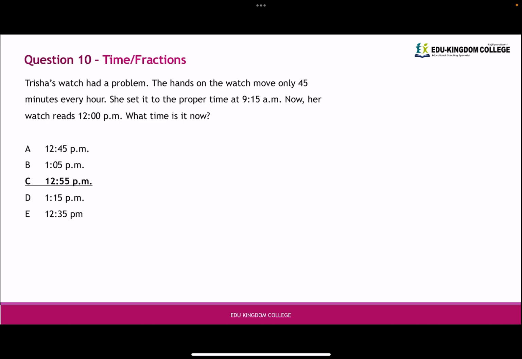Question 10. So Trisha's watch is a little bit slow, only moves 45 minutes per hour. So when it should move an hour, it's only moved 45 minutes. So it only moves 3/4 of what it should. Only 3/4 of real time. And so what that means is that the real time is 4/3 times. Real time is 4/3 times greater than how much time has passed on her watch.